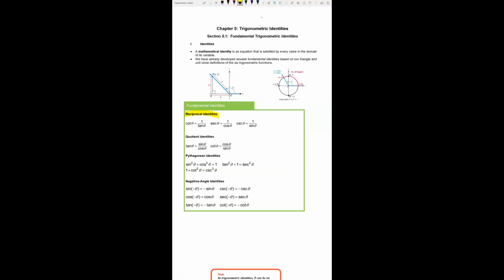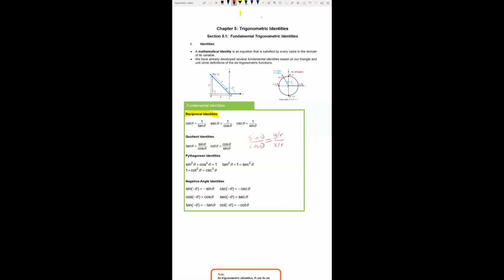The reciprocal identities are something we are rather familiar with. We know that tangent and cotangent are reciprocals of each other. Secant and cosine are reciprocals of each other, as well as cosecant and sine. We have seen the quotient identities before, but we can also review them.